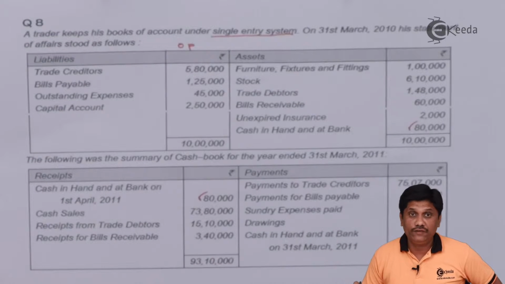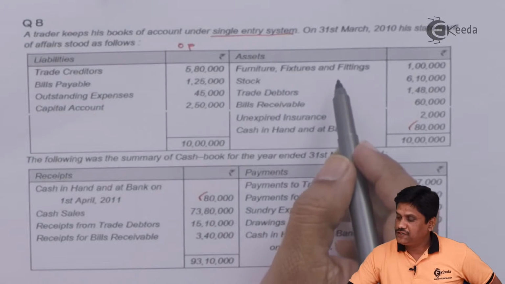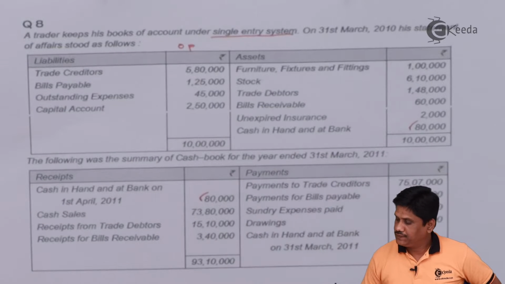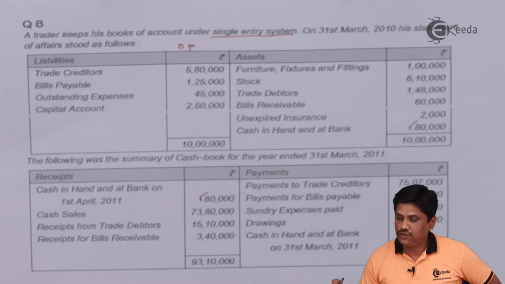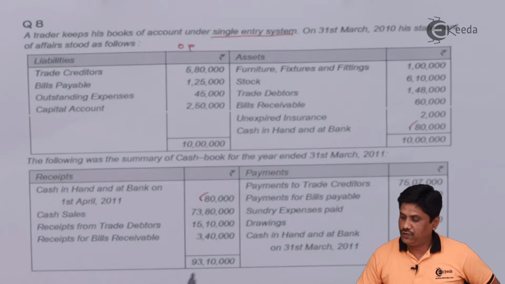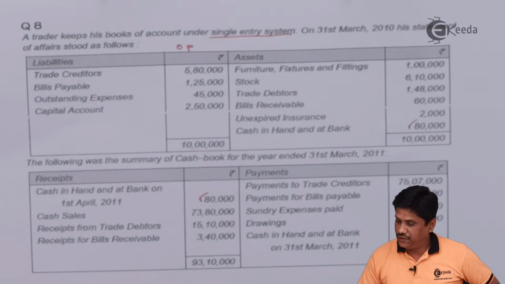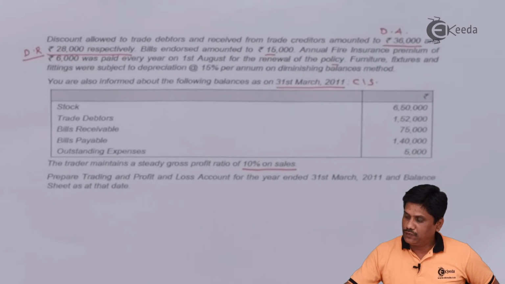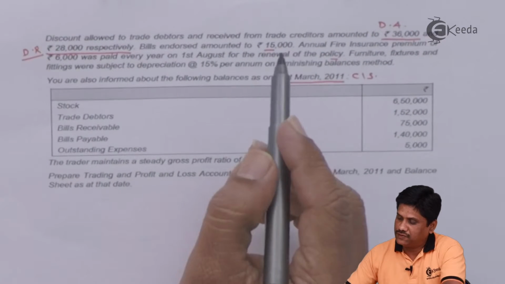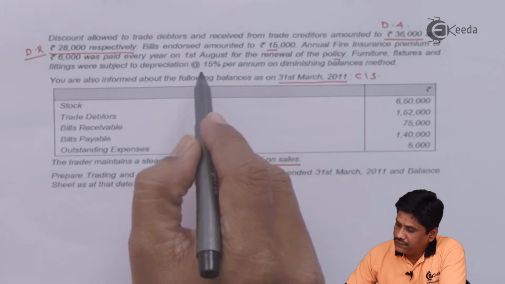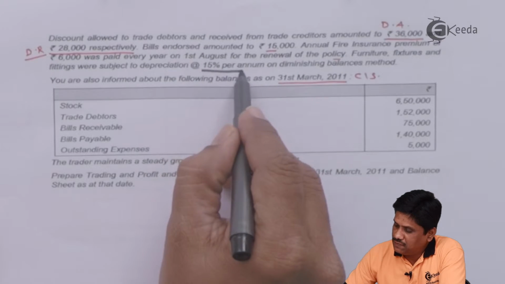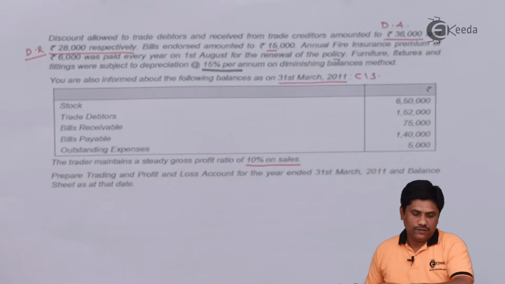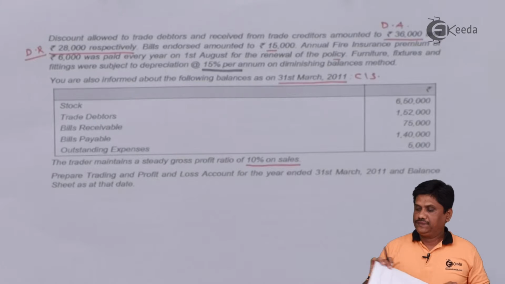Right. So I am going ahead with the balance sheet asset side first. Furniture, fixture and fitting 1 lakh. There is no purchase or sale of furniture, fixture and fitting. You can notice it from the cash book. It is not there. One simple transaction they mentioned is that you need to provide a depreciation of 15% on that at diminishing balance method, that we will provide. So I am writing that.